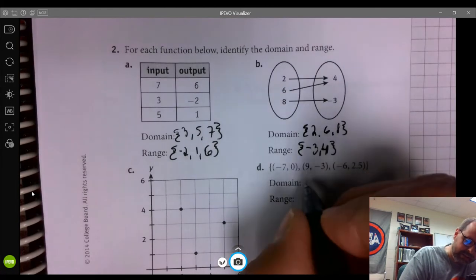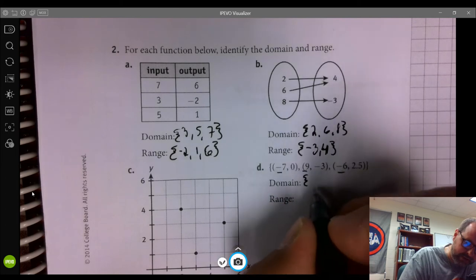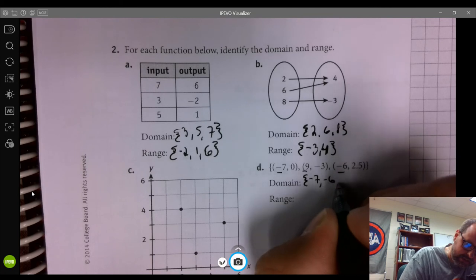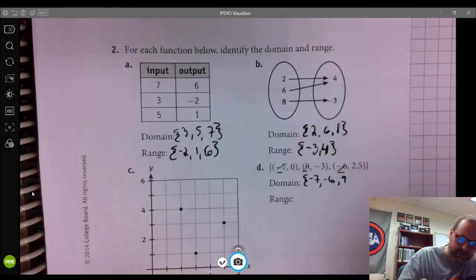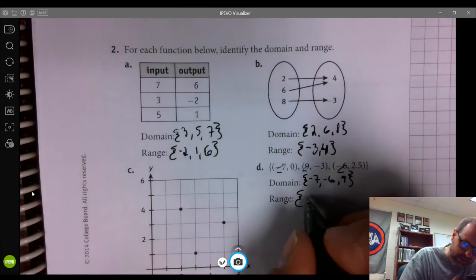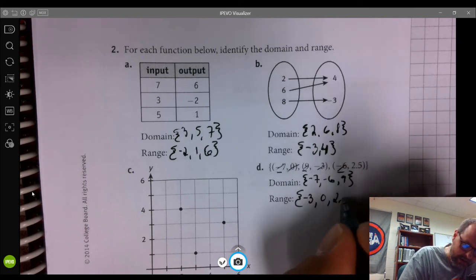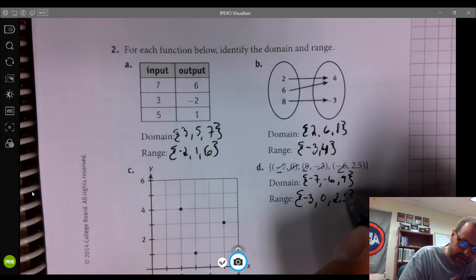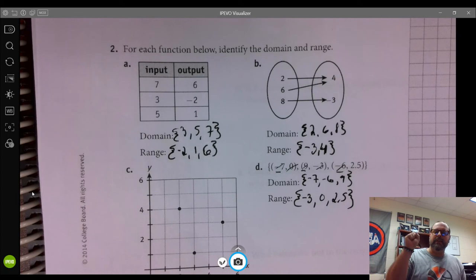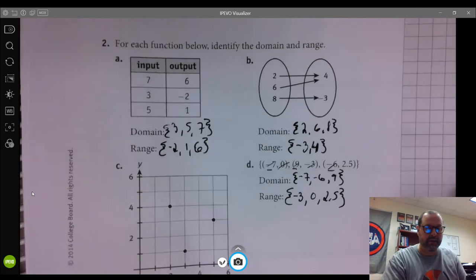For letter D, the domain and range here, I'm looking at first my X values. Least is -7. I then have -6 and 9. Maybe you want to cross them off, which helps me just to know I've used it. Range are my Y values. Smallest is -3. Next is 0. And then I have 2.5. So here's an example: 9 and 2.5 don't match up. That's okay, they're not meant to match up. They're just saying, here's what the domain values are, and here's what the range values are.